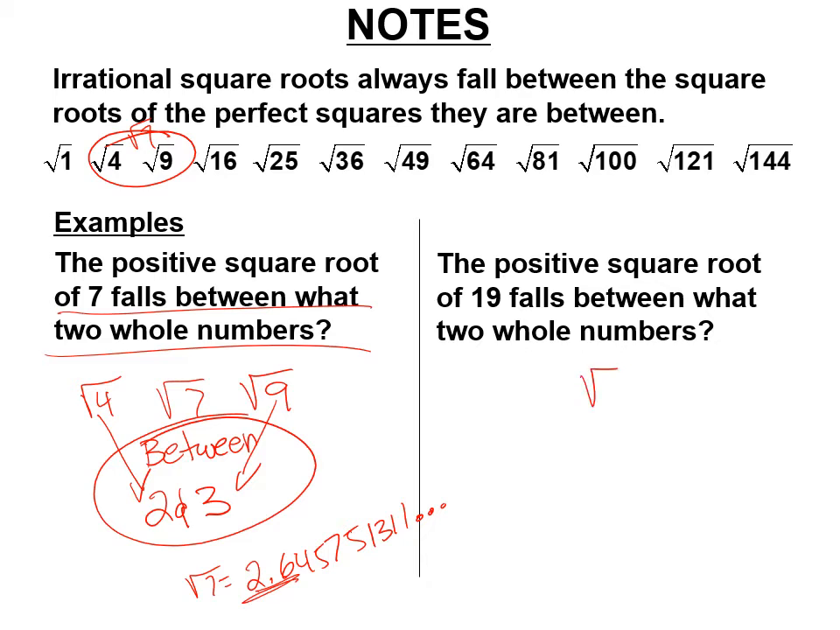So you write the square root of 19. Now you look for the list. What's on either side of it? Right there. So it's the square root of 16 and the square root of 25. But the answer to this, the positive square root of 19, falls between what two whole numbers?